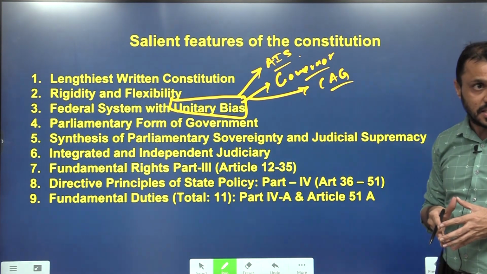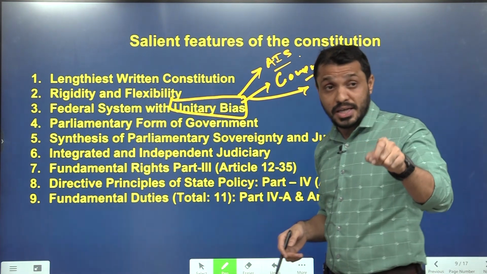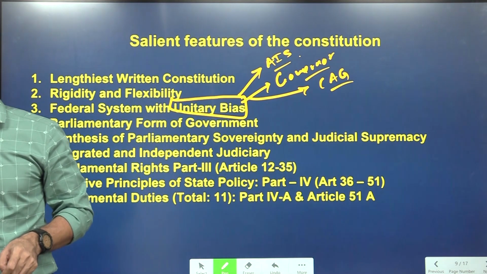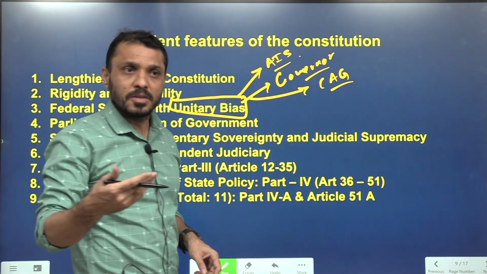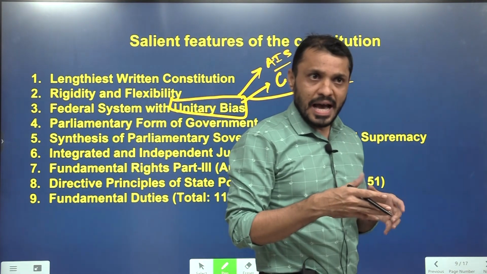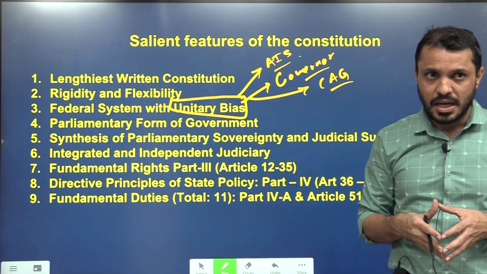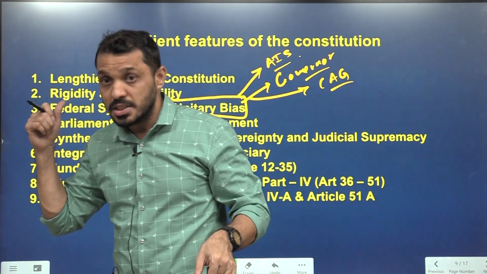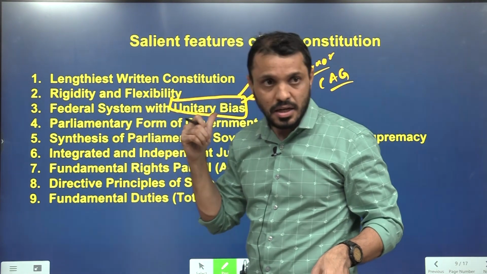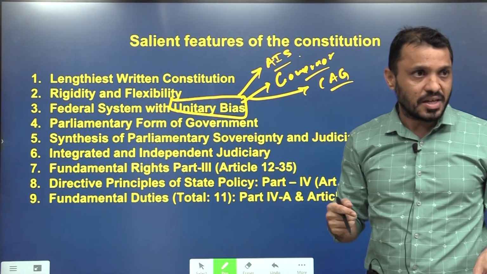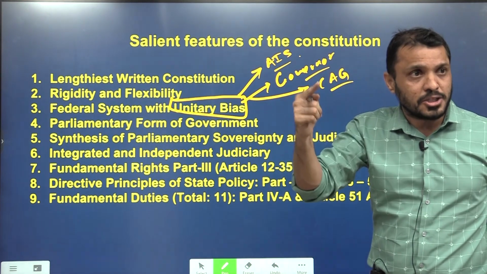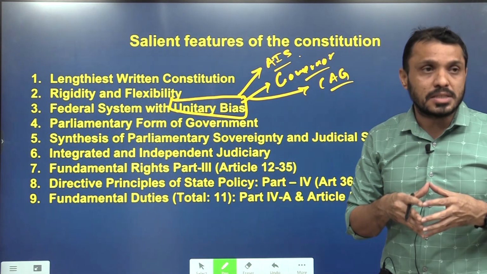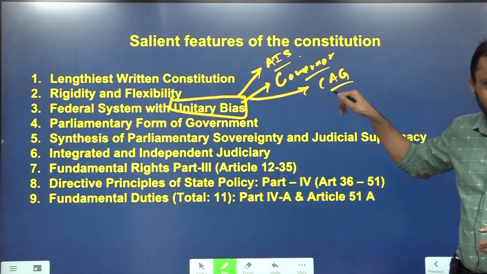This is also strengthening the center, because the CAG is appointed by the president, and the name is recommended by the union government. Best example: Murmu was the Lieutenant Governor of Jammu and Kashmir previously, and as soon as he was done with that, immediately he was given the CAG post. The present CAG is Girish Chandra Murmu. When he was a lieutenant governor, you can understand what kind of close relation there was between him and the government. So this is how the central government has more powers through the CAG.